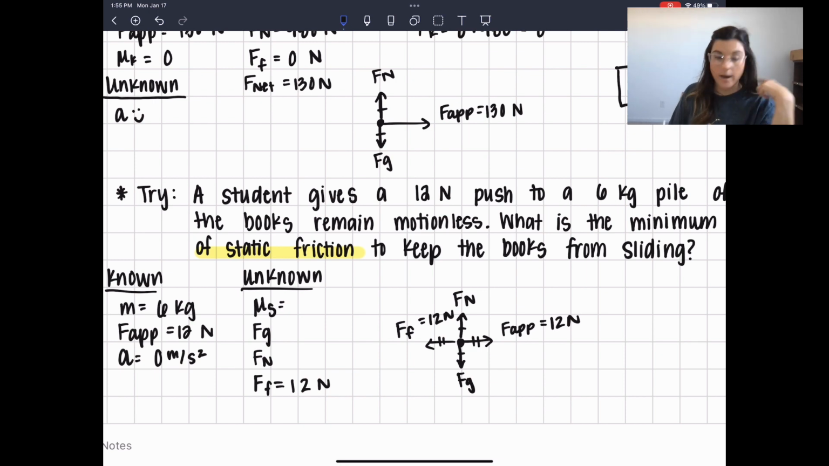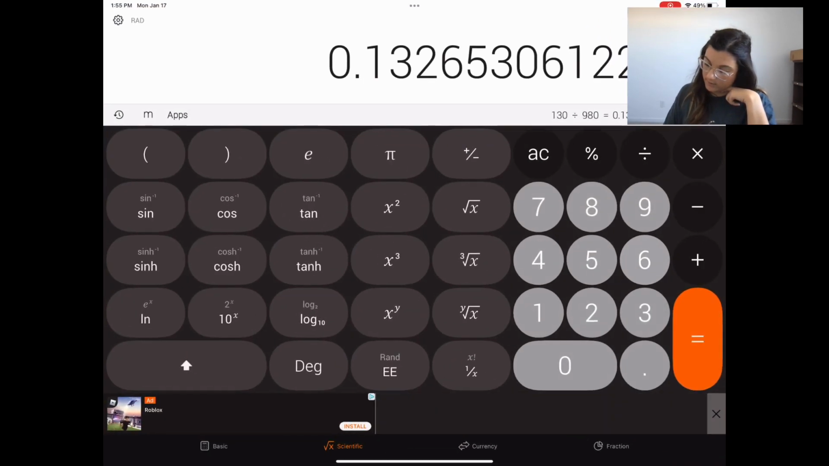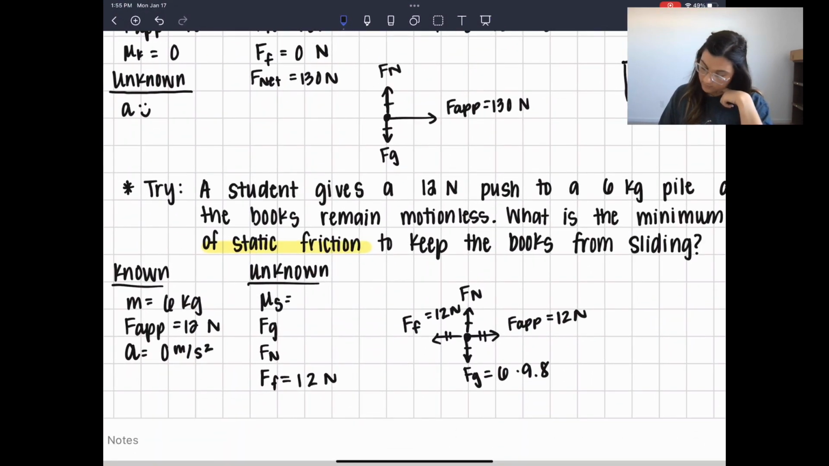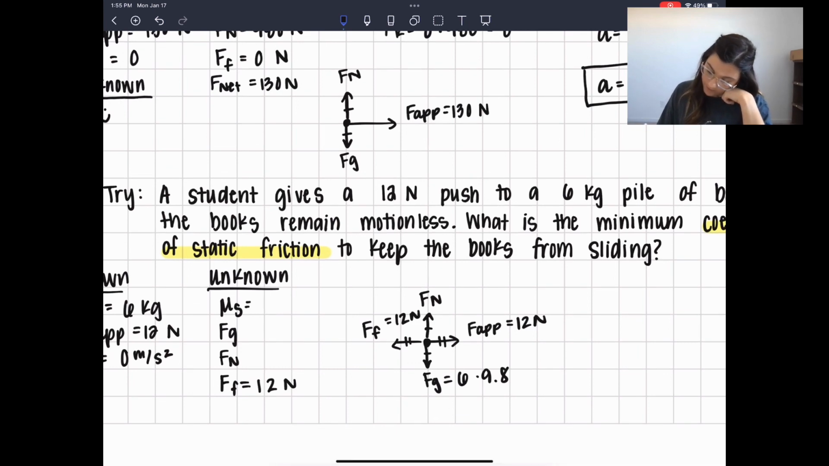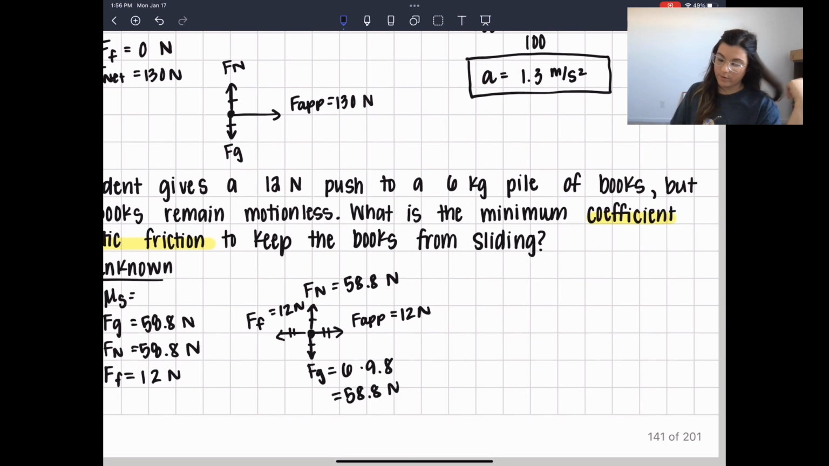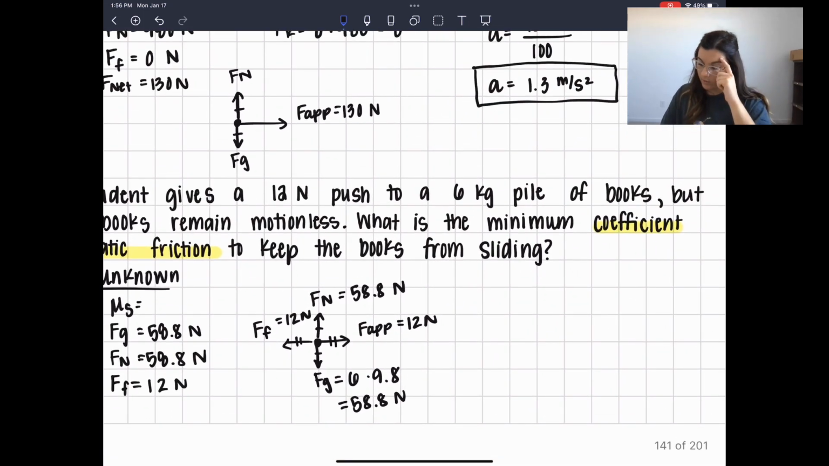If I know mass, I can find gravity by doing 6 times 9.8. That's going to be slightly less than 60. 6 times 9.8 is 58.8. So my force of gravity is 58.8 newtons, which means my normal force is 58.8 newtons. Perfect. So now I can solve for mu with my friction equation.